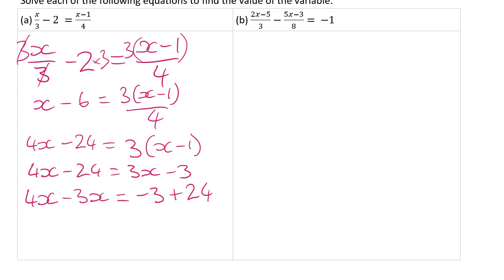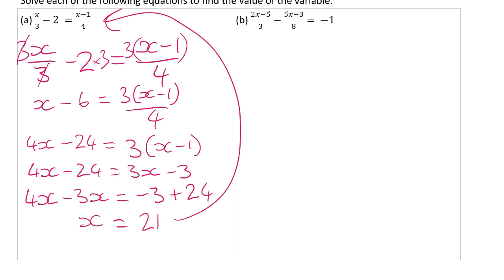Great. So now I've got 4x minus 3x, which is going to be x, or 1x, obviously. And that's going to be equal to negative 3 plus 24, which is the same as 24 minus 3, so it's 21. Done, solved. I can check that by substituting that value of x back into the original equation. And if you get them both equaling the same thing, then you've done it right.